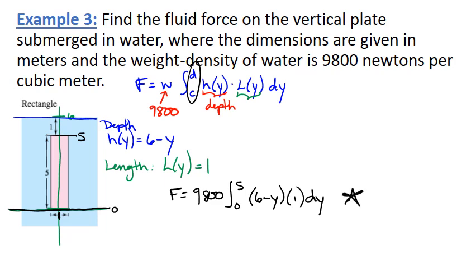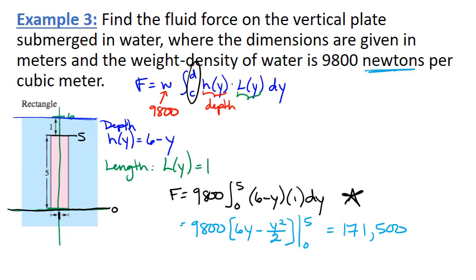Again, if you can do this on a test or quiz, you will be in good shape. But once you integrate this, you should end up with 6y minus y squared over 2. And then evaluate this from 0 to 5. And this will give you a result of 171,500 newtons. And that concludes Chapter 7.